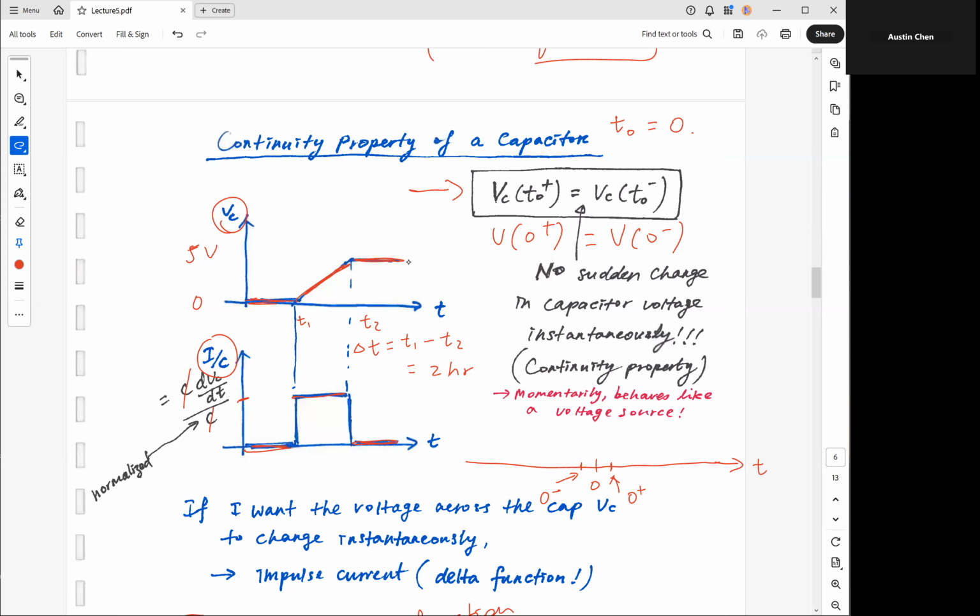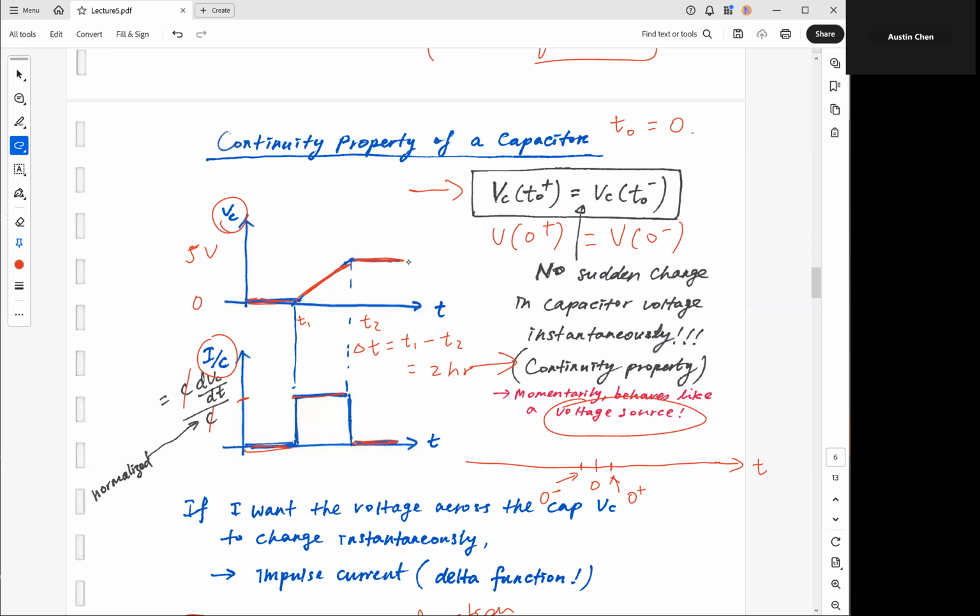So that tells you that momentarily this capacitor is going to behave like a voltage source, like a battery. Momentarily, it's going to behave like a battery. And this property is governed by this continuity property, the property of continuity for a capacitor.